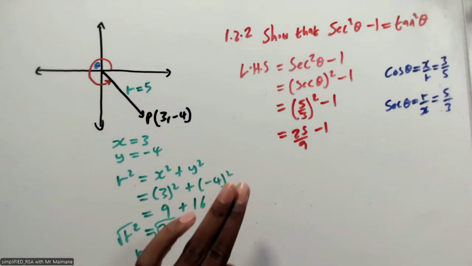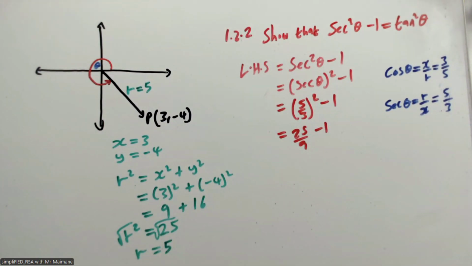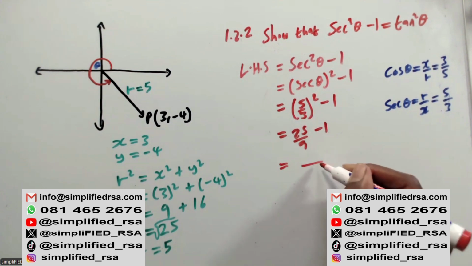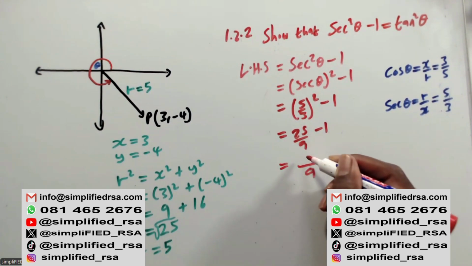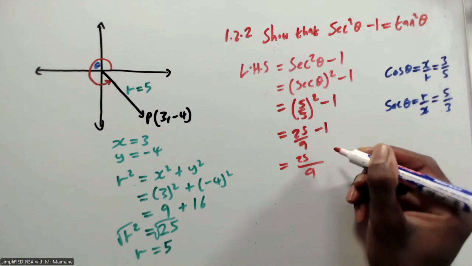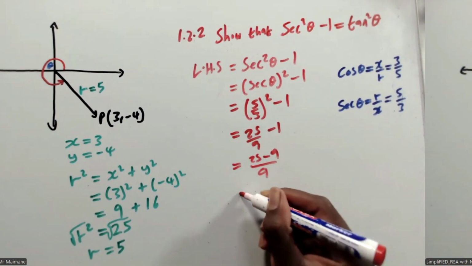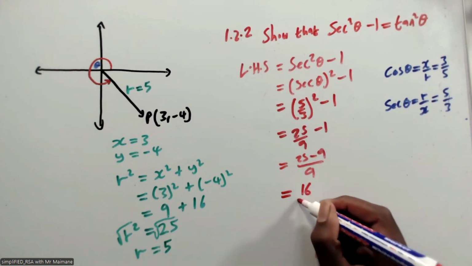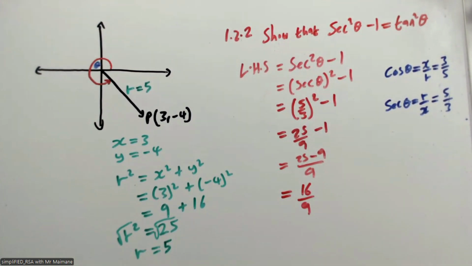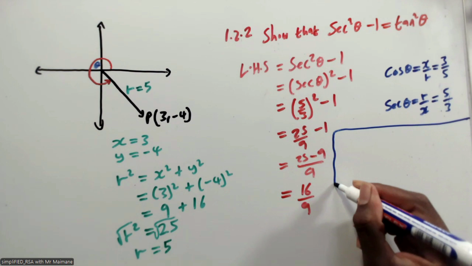If I simplify this quickly, I will get that this is the same as 9 over 9 times 1, so 25 over 9 minus 9 over 9. This is going to be 16 over 9. So that's what I get for my left-hand side. Now let's go for my right-hand side.